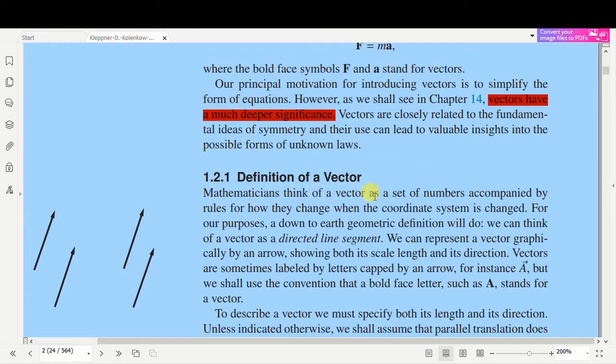Okay, definition of vectors. Mathematicians think of a vector as a set of numbers accompanied by rules for how they change when the coordinate system is changed.